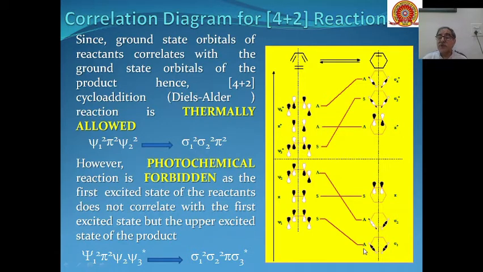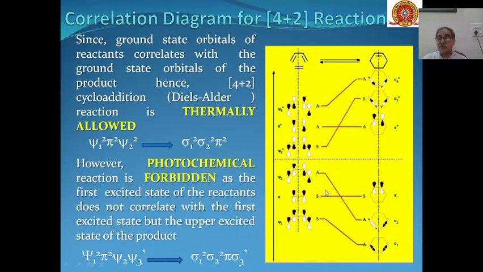Similarly, for product, this orbital will be antisymmetric with respect to mirror symmetry, and this will be symmetric. This will be antisymmetric, this will be symmetric, this will be antisymmetric. Now, if we compare in thermal reactions, we compare the ground state of the reactants with the ground state of the products, and we can see over here that ground state orbitals of reactants correlate with the ground state orbitals of the product. Therefore, 4 plus 2 cycloaddition or Diels-Alder reaction is thermally allowed.